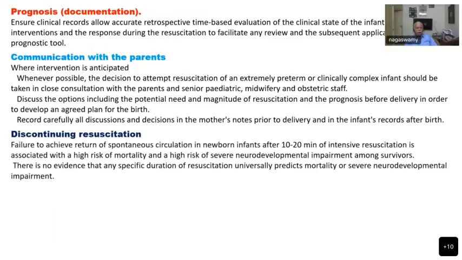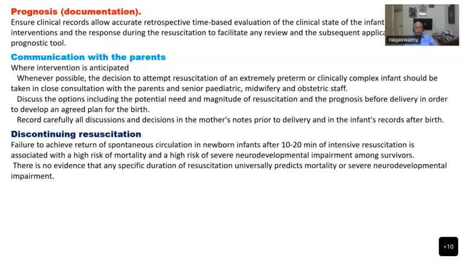When to discontinue resuscitation: failure to achieve return of spontaneous circulation in newborn infants after 10 to 20 minutes of intensive resuscitation is associated with a high risk of mortality and a high risk of severe neurodevelopmental impairment. So this is a very important point. You may resuscitate a baby even after 1 hour, but if the baby develops a neurological issue, encephalopathy, it will be a lifelong burden for the parents. They will have to support the child with all the deformities, and milestones will be delayed. So you have to take a proper decision.